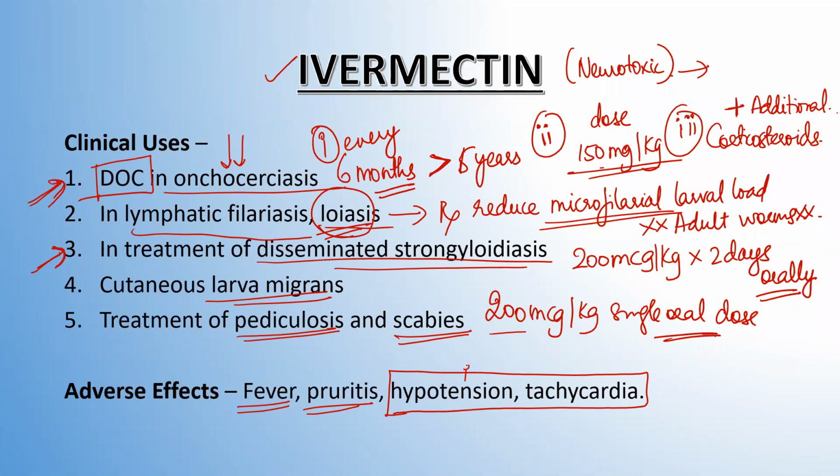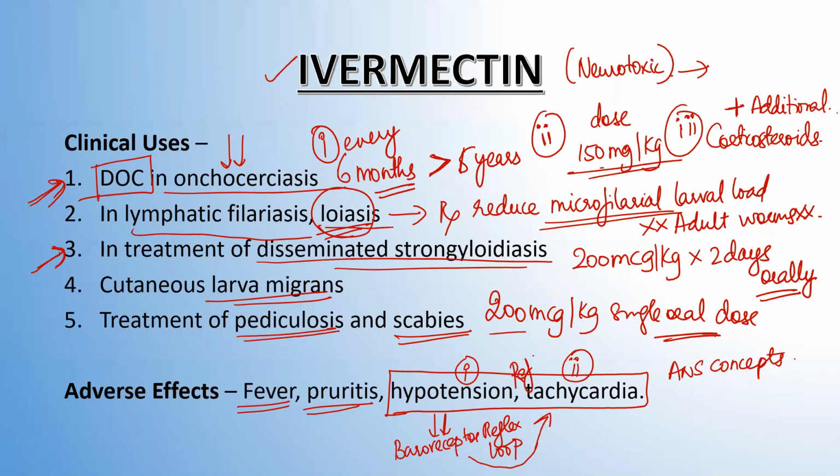Now you have got hypotension and you have got tachycardia. So if you go back to your ANS concepts, you will know that whenever there is a sudden drop in BP, the baroreceptor reflex loop comes into the picture. Then it tries to revert back to the original state and causes tachycardia. So let me write over here, it is actually a reflex tachycardia, and that can induce arrhythmias if not controlled.